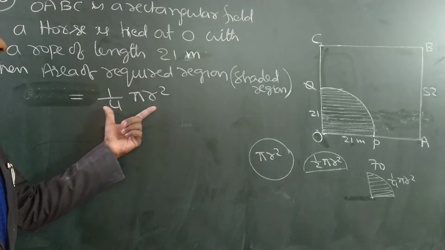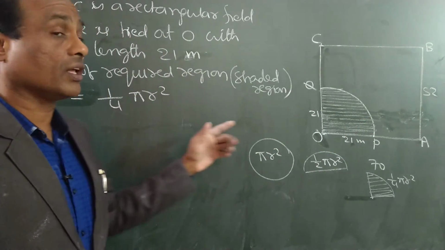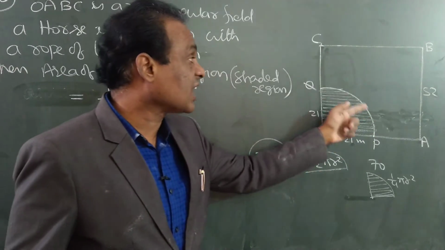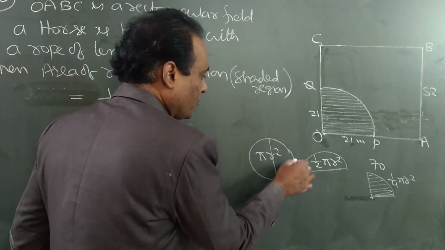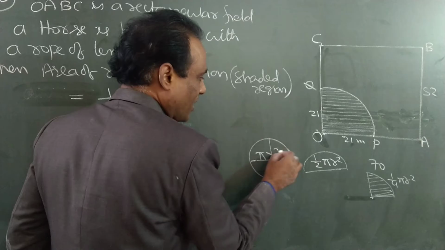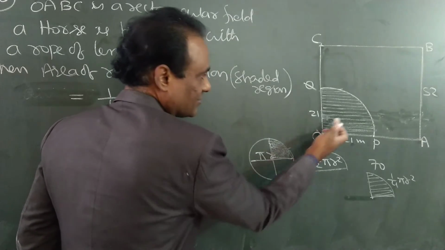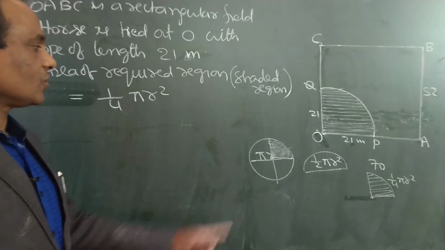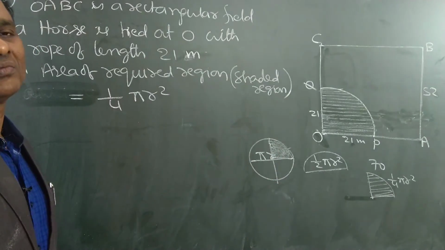So what is the formula for this figure? 1 by 4 pi r square. Why 1 by 4? Because it is a quadricircle, 1/4 of the circle. The circle is divided into 4 parts, and this is one part. So if the total area is pi r square, this part will be pi r square by 4.